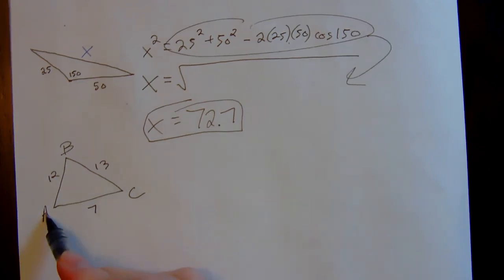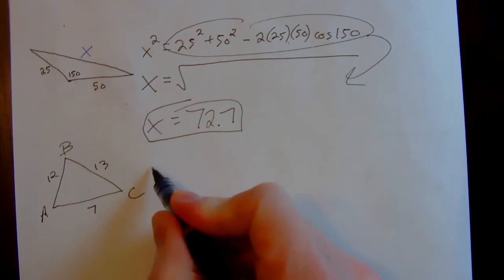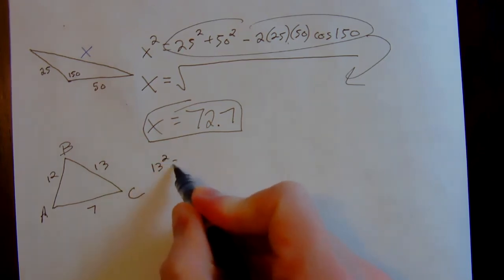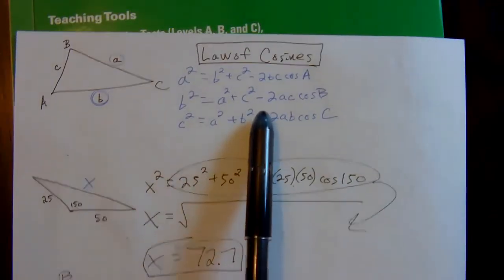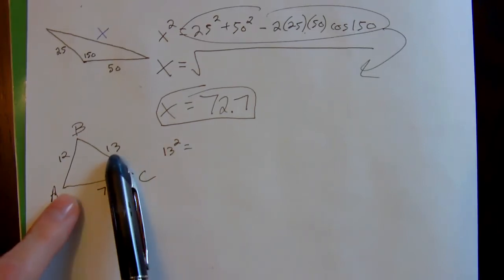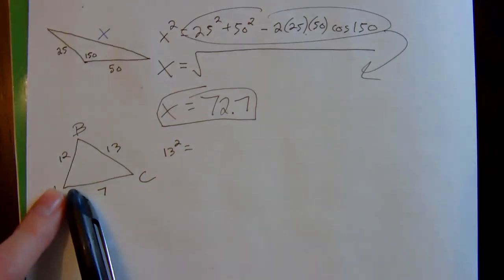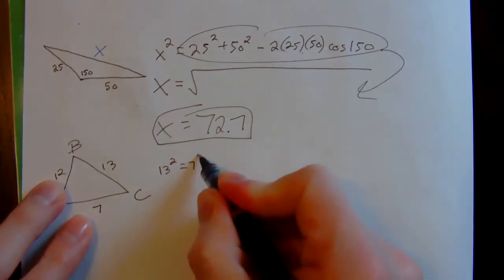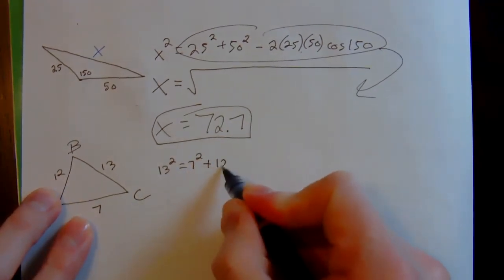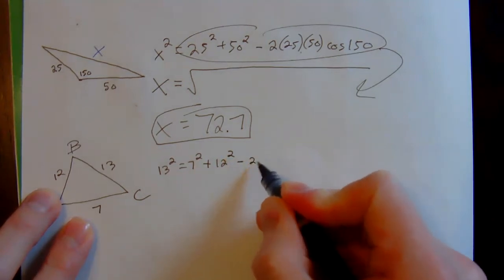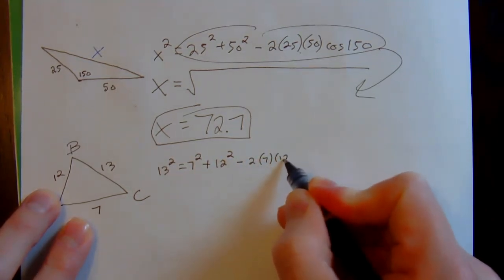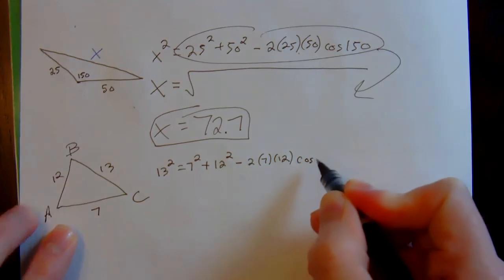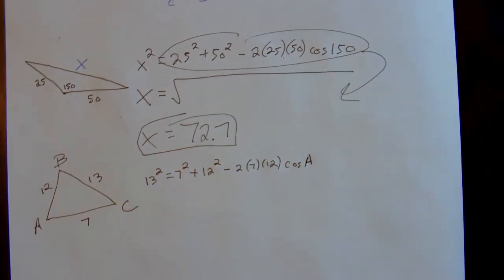Okay, so what I'm going to do is work on finding angle A. I'm going to go 13 squared. I'm going to use this formula right here, starting with 13 squared, which means I'm going to use this angle, and these two as the other sides. So I'll go 7 squared plus 12 squared minus 2 times 7 times 12 times the cosine of the opposite angle, angle A right there.